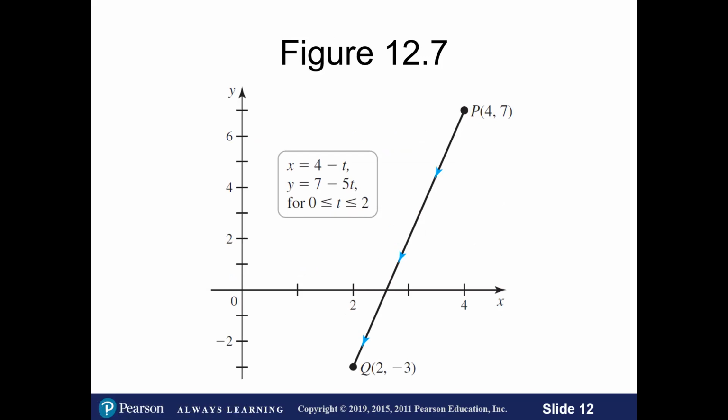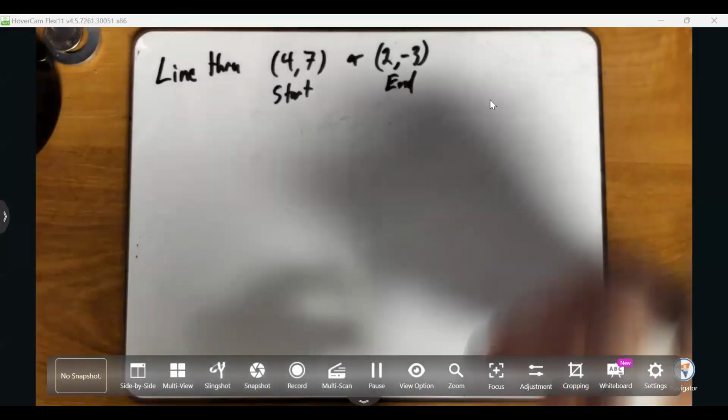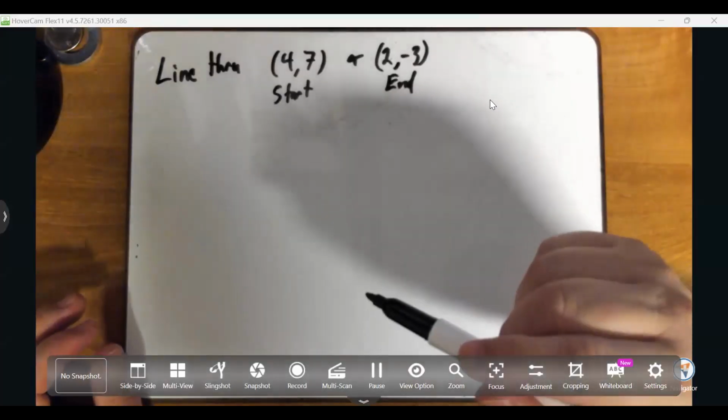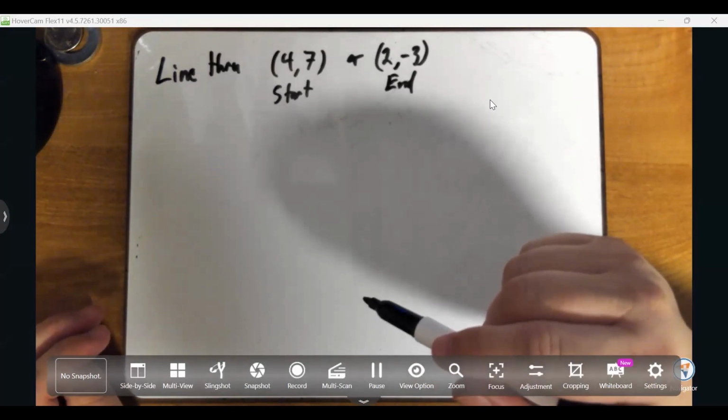We can flip that around and say, let's describe a parametric curve passing through these 2 points, the point 4, 7 and 2, minus 3. And how do we go about doing it? Now we kind of see what the answer is there, but let's go back and do it from the beginning. So we want the line passing through the points 4, 7 and 2, minus 3.